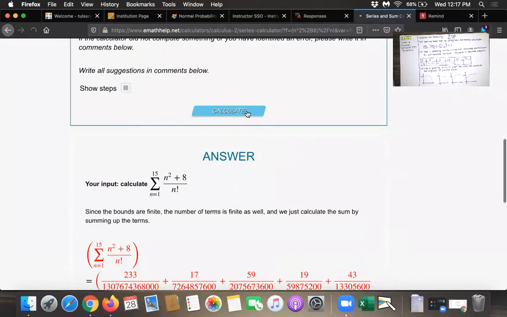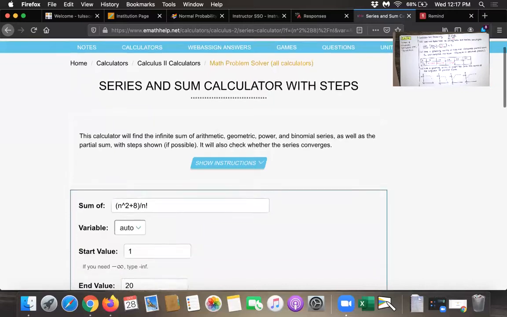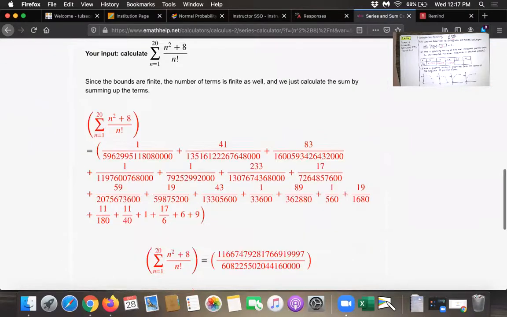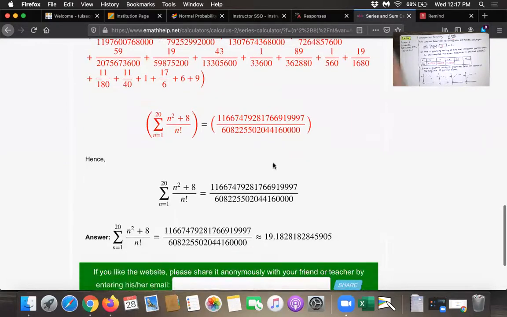All I'm doing is calculating for different values of n. You can see we've got 20 terms on that list. The denominator gets larger and larger. We've got that n factorial in the denominator. And I love that they don't immediately go to the simplified or the approximation, that they give you that exact answer, that fraction. But again, rounding to 4 decimal places, we end up with 19.1828.